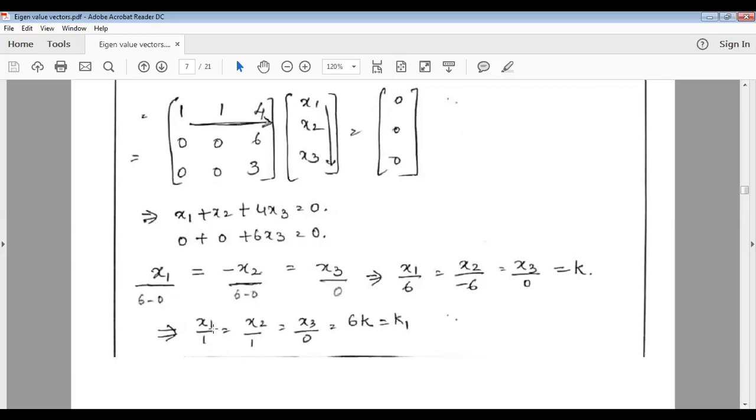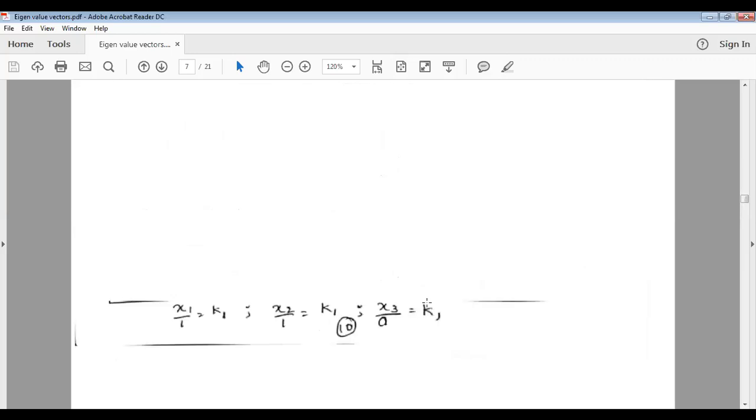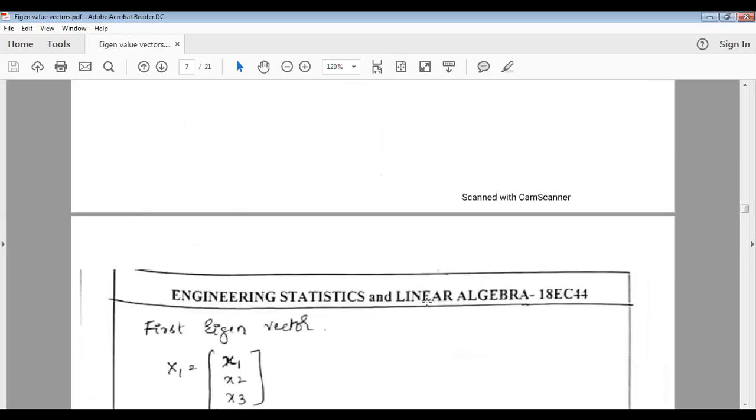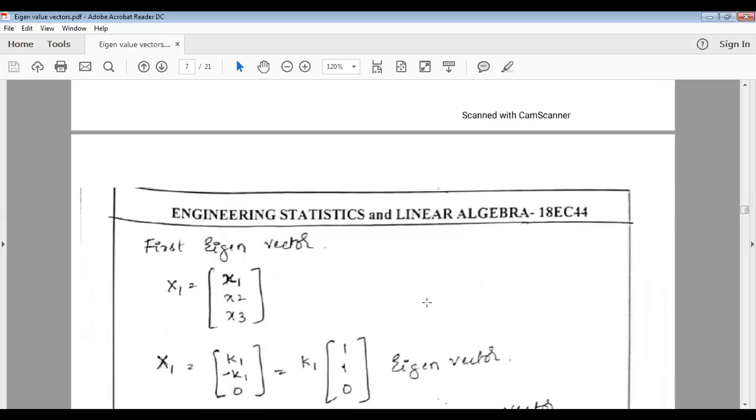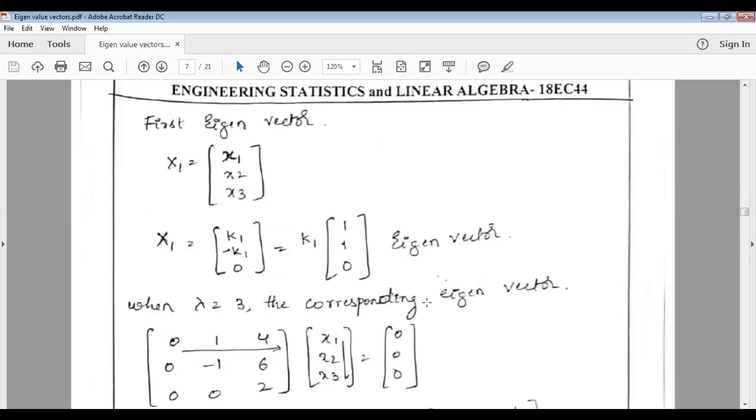And then I take the 6 on the other side, so I write it as x1 by 1 equal to x2 by 1 equal to x3 by 0 equal to 6k, equal to some k1. So I'm calling 6k as some k1, right? The coefficients really don't matter. So basically I found the first eigenvector x1, which belongs to lambda 1 equal to 2, and x1 has a structure x1, x2 and x3. So I write x1 as k1, minus k1 and 0.